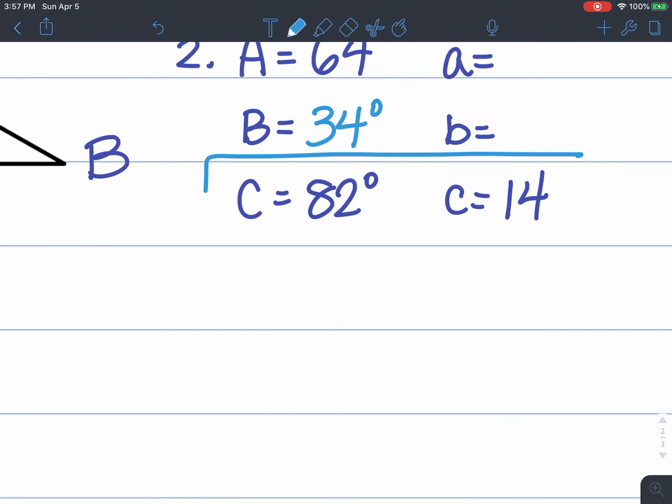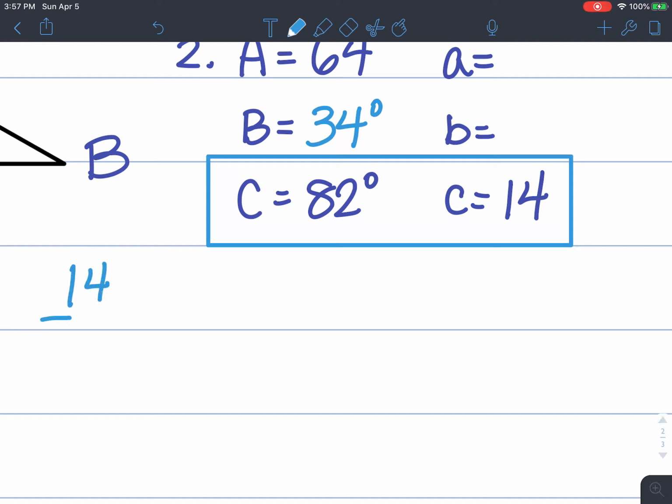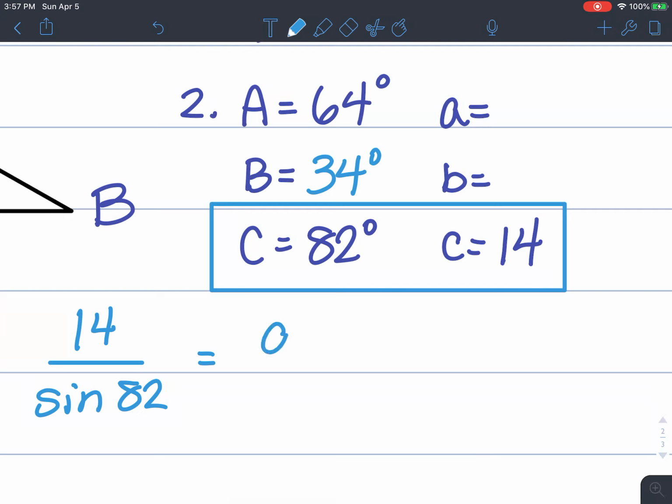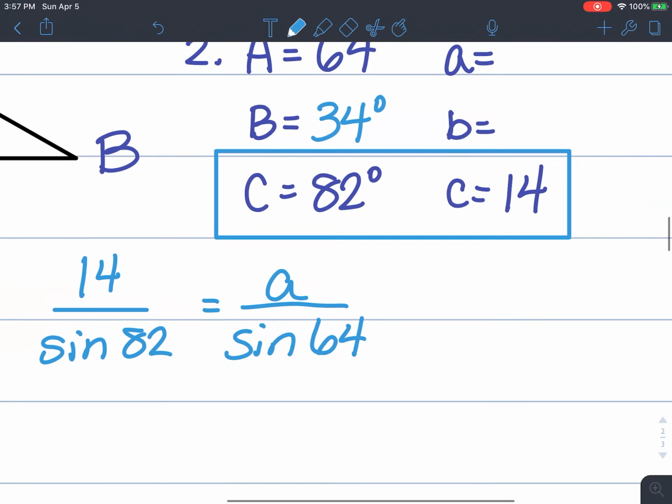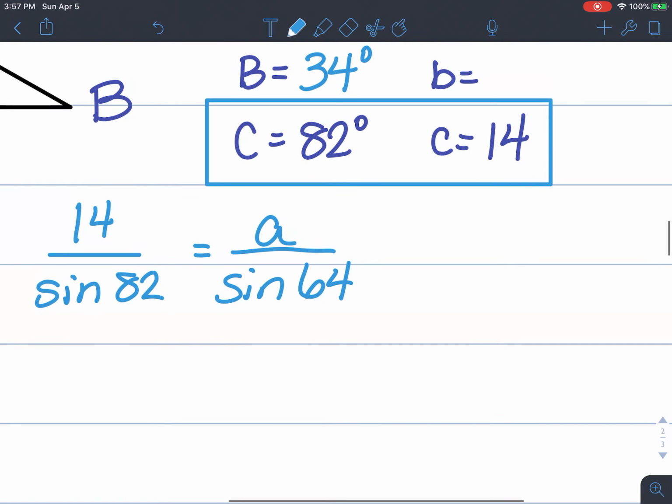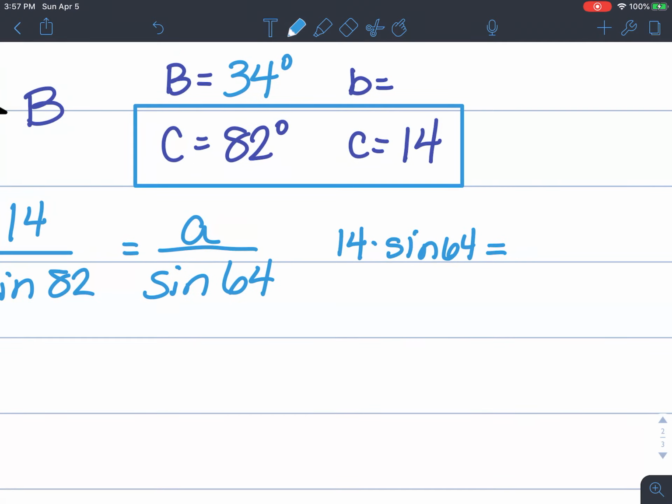So we're going to take the stuff that's given, and that's going to be the ratio that we're going to use. So 14 over sine 82 equals A over sine 64. We'll just find A first. It makes no difference, but okay, so that's going to be 14 times sine 64 equals sine 82 times A. Divide both sides by sine 82.